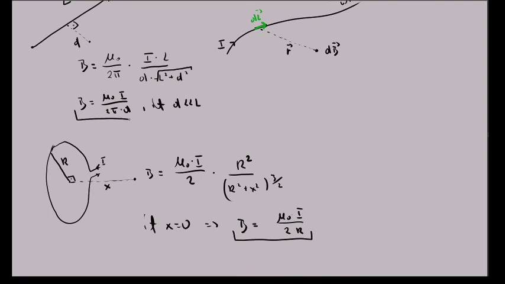We just draw a picture here. If you have a loop and a current flows through it, you use the right-hand rule to determine the magnetic field direction. But at the center, the magnetic field has an expression of mu naught times I over 2R.